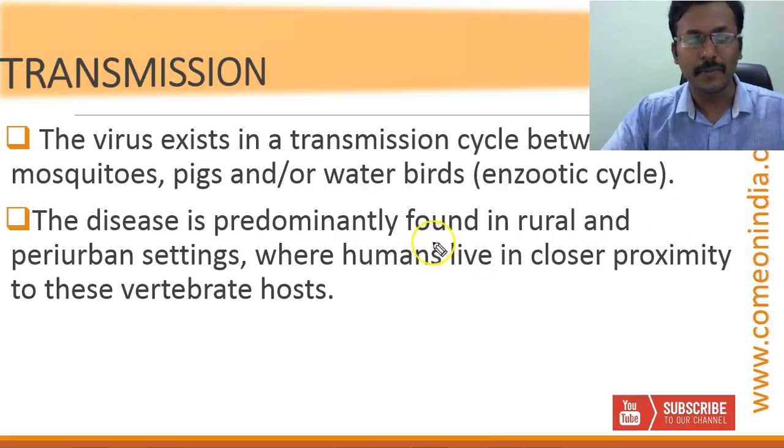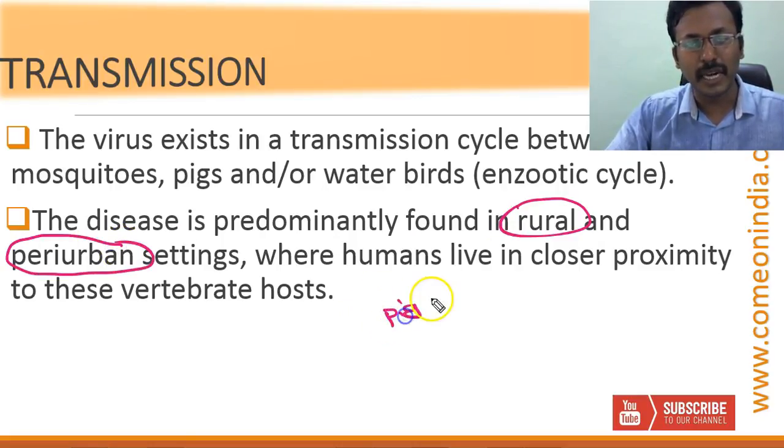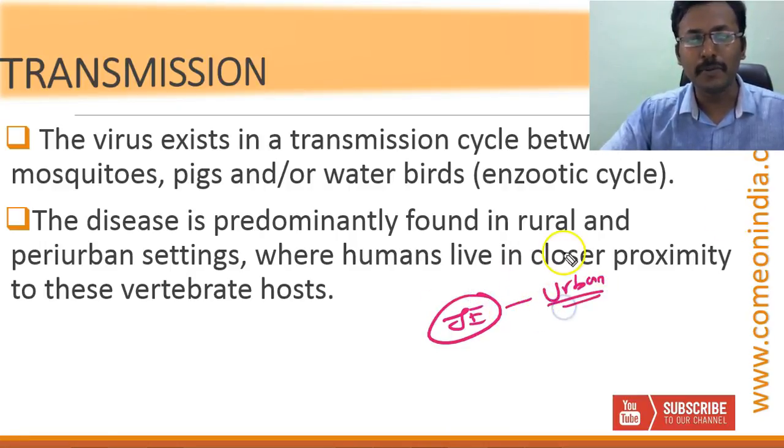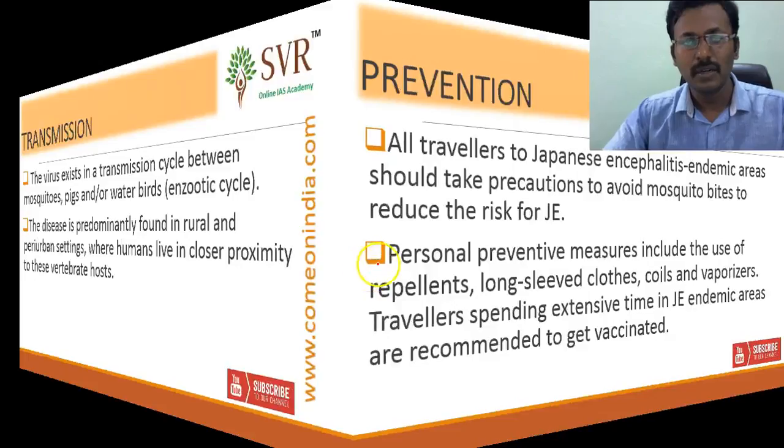Japanese encephalitis is mainly found in rural and peri-urban areas because pigs are mostly available in the rural and peri-urban areas. Japanese encephalitis is rare in the urban setup. So these are the important points for the prelims examination. So Japanese encephalitis is mainly found in rural and peri-urban areas.